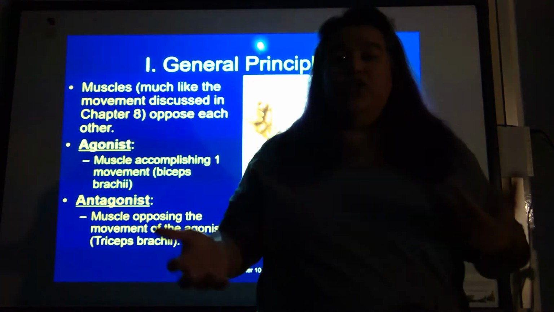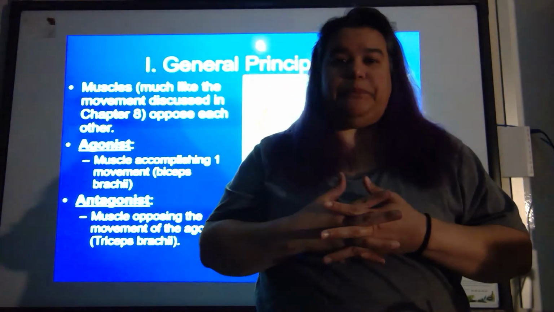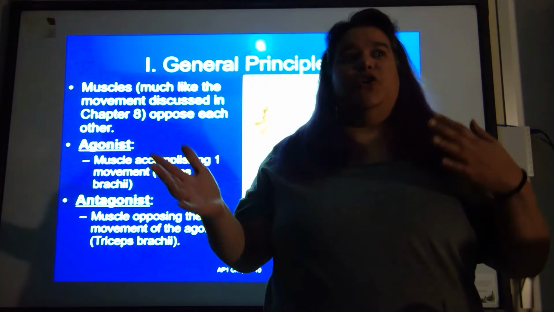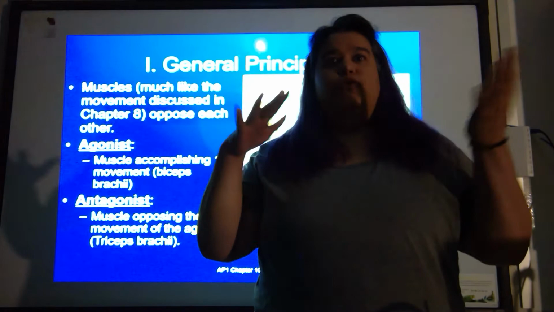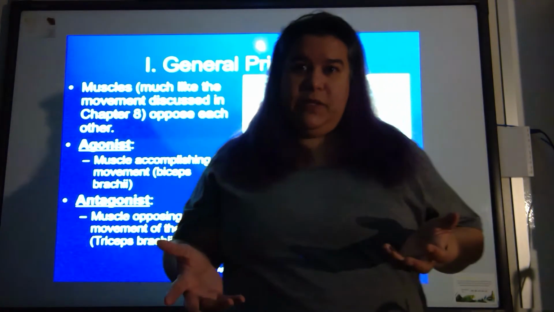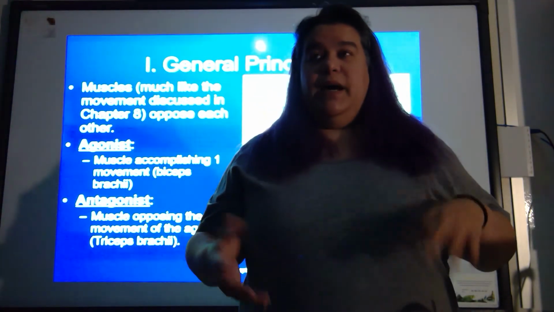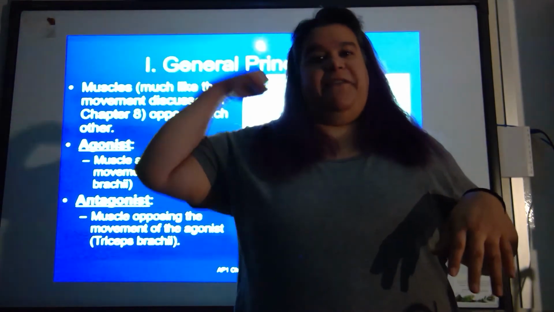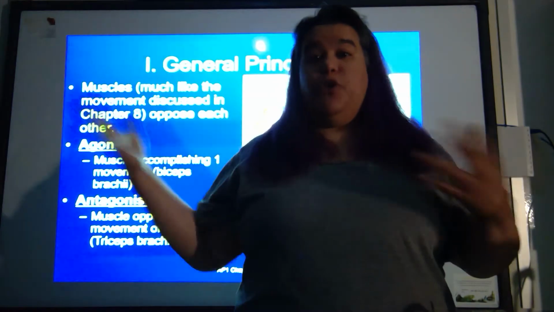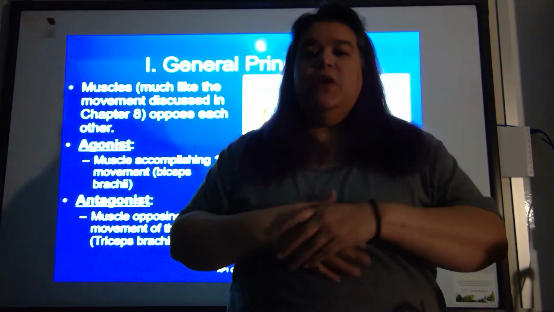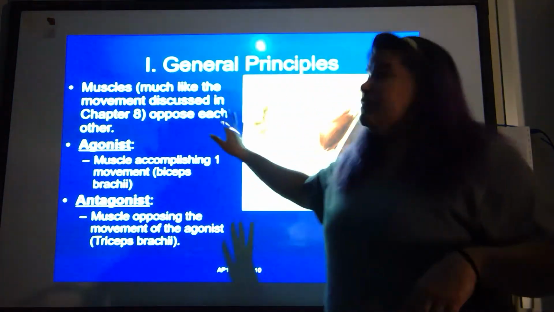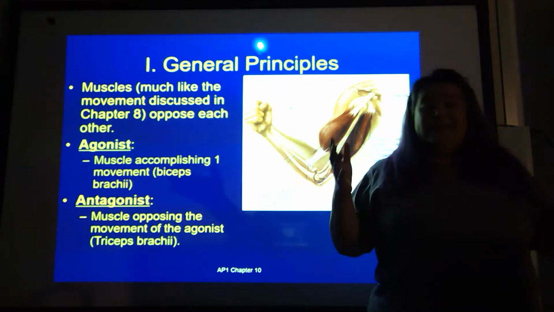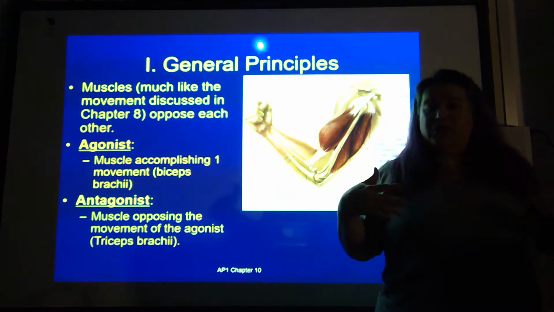All right, so let's talk general principles with the muscles. Muscle movement often happens where you've got kind of two sides of the coin. We talked about this when we talked about movement with the joints. So we've got, let's say, flexion and we've got extension. These are opposing movements to each other. So when it comes to the muscle movement, much like what we discussed in chapter 8, it's opposite of each other. They oppose each other.